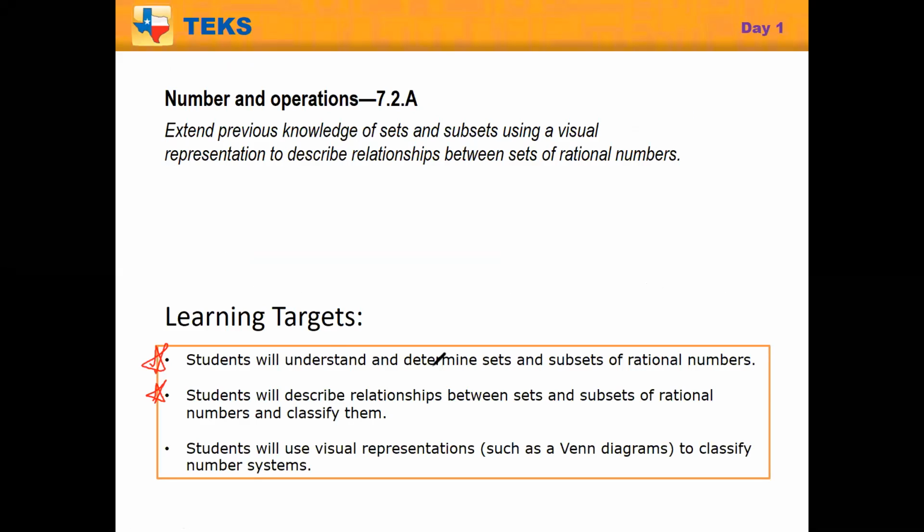We're going to understand and determine sets and subsets of rational numbers. We're also going to be able to describe the relationships between sets and subsets of rational numbers and then classify them. So this is our learning targets for today. I think it's important for us to see exactly what we are targeting each topic.